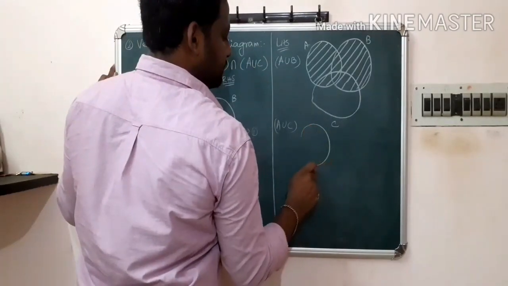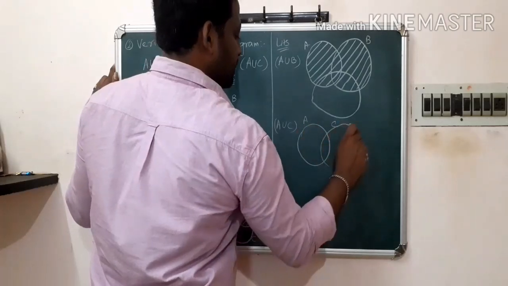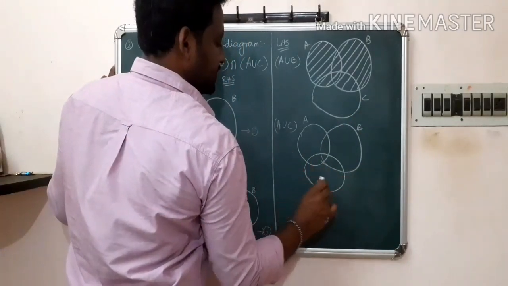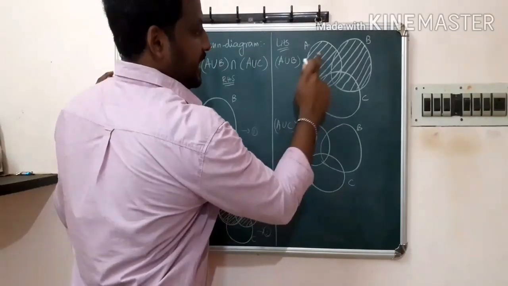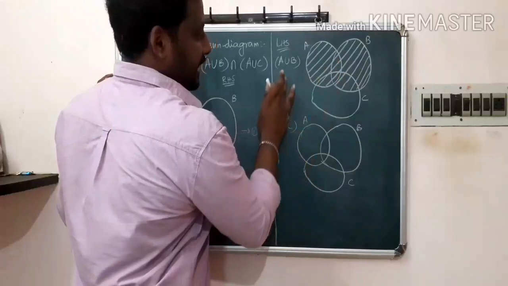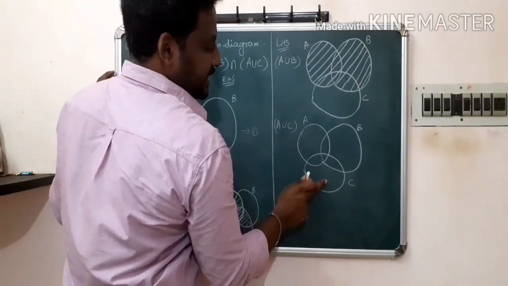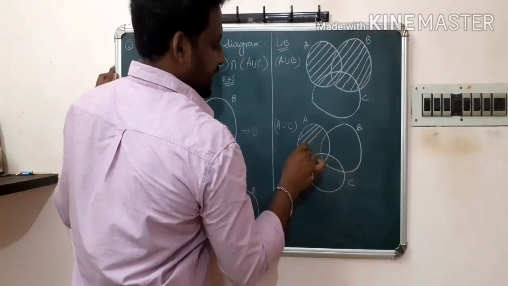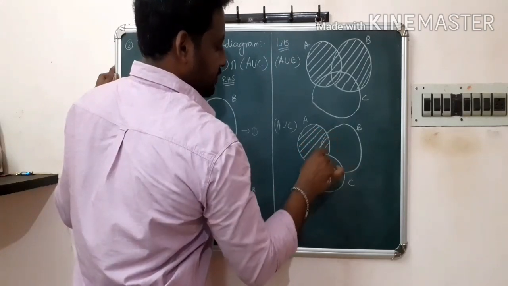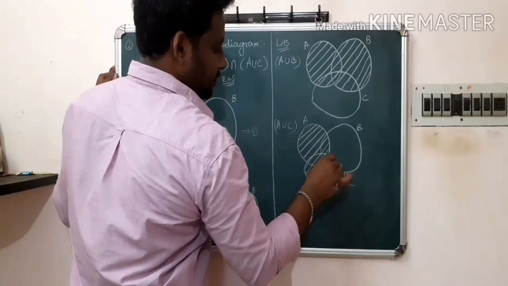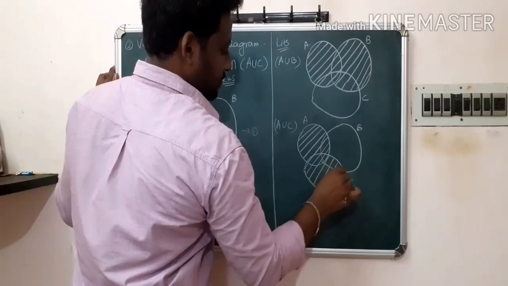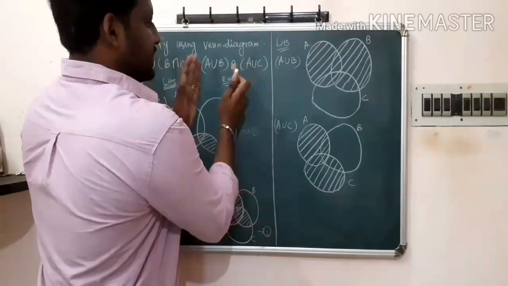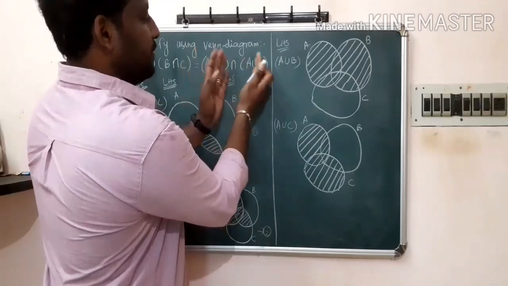So we have to draw the same three sets A, B and set C. We already know that A union B is A and B, and the second set is A union C. We have to consider A and C only, just leave set B. So we have to shade set A and set C. Okay, this is A union C, and then the third condition is we have to take intersection of A union B and A union C.